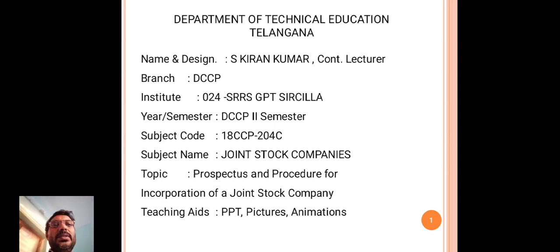Subject code is 18CCP204C. The subject name is Joint Stock Companies. In this, the topic is prospectus and procedure for incorporation of a joint stock company.